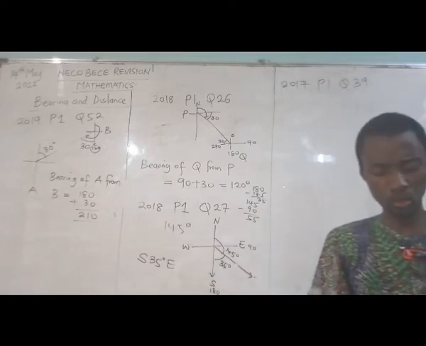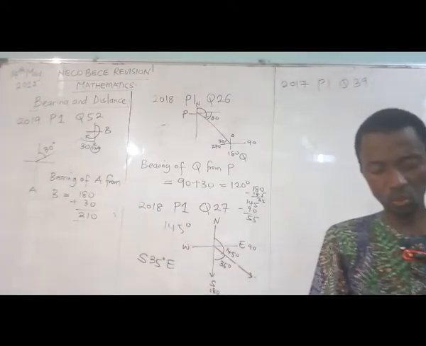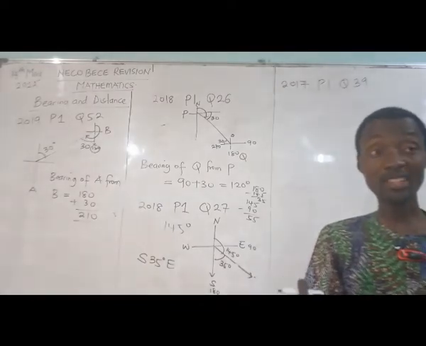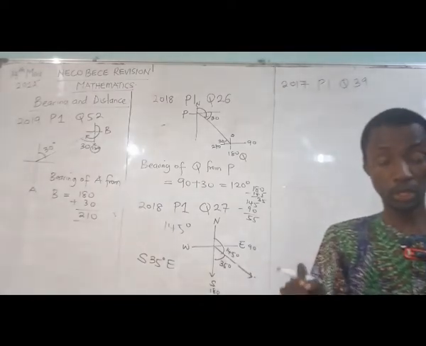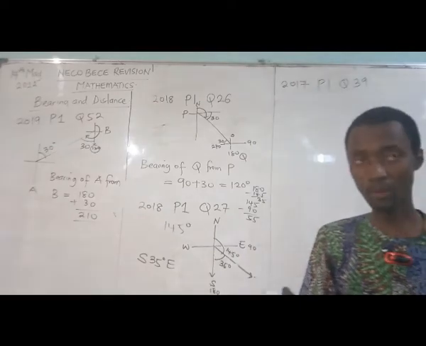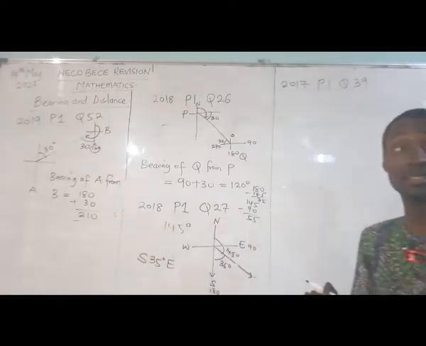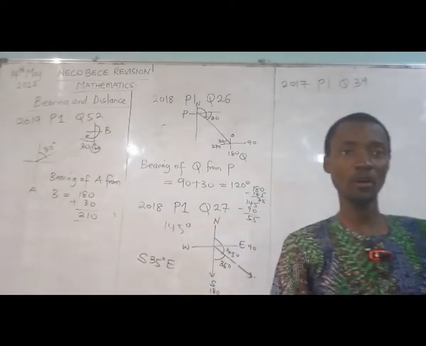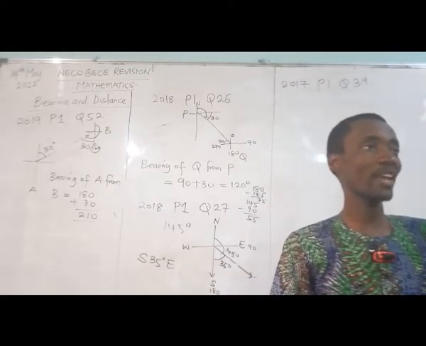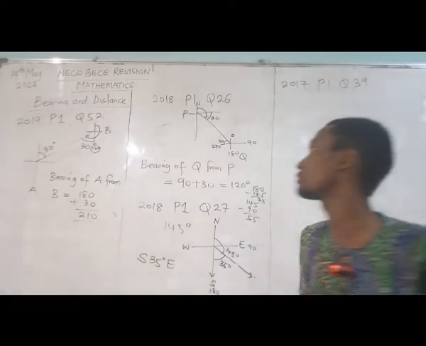Okay, school B is what? Due west of school Q. Is that not? Now, let's look at this very well. Look at it. When you read this question, you may think maybe it's trying to confuse you. No, it's a very simple question.